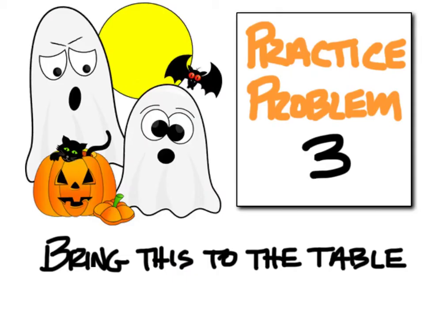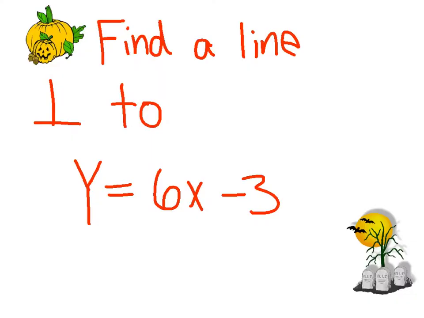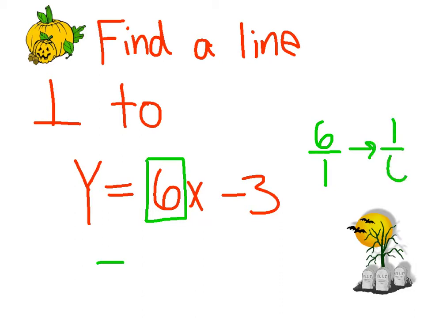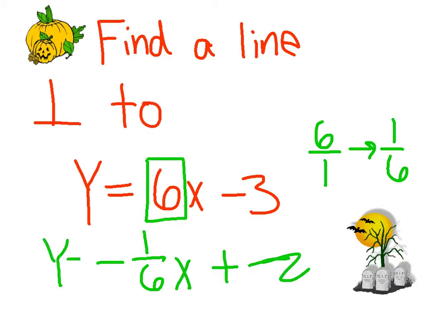Let's go ahead and try practice problem number 3. Find a line perpendicular to y equals 6x minus 3. Our slope is 6. That's what we're focusing on. What's a negative reciprocal of 6? Alright, it's positive, so it's going to be a negative number. 6/1 is our slope. We want to find the reciprocal of that, which is 1/6. So our answer is going to be negative 1/6 x plus whatever you want.